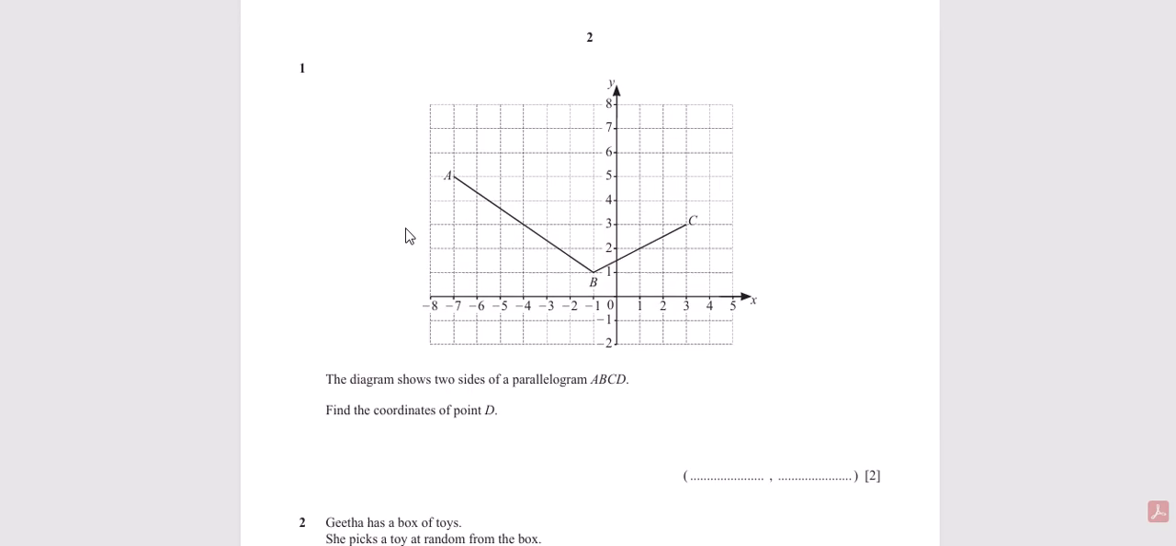Question number 1. The diagram shows two sides of a parallelogram ABCD. Find the coordinates of D. Now we need to find the coordinates of D. Here is A, this one is B, and last one is C. Now we measure this one, 1, 2, 3 and 4, and now we move 4 times above on this side, okay, like this.